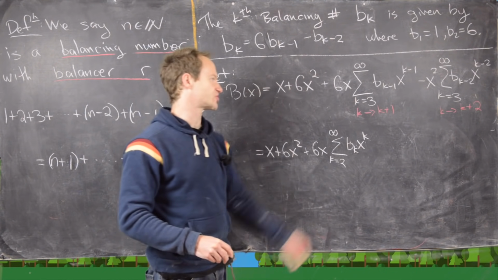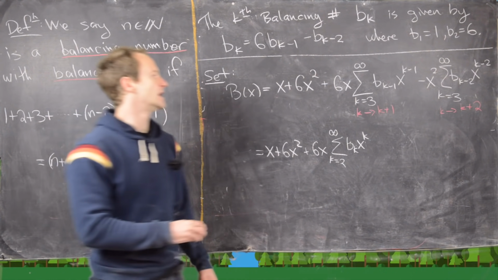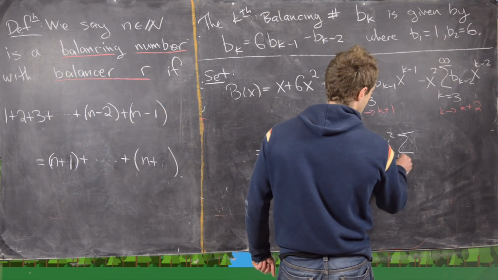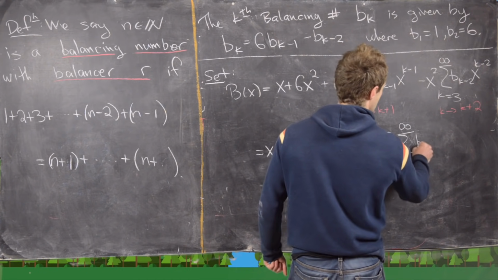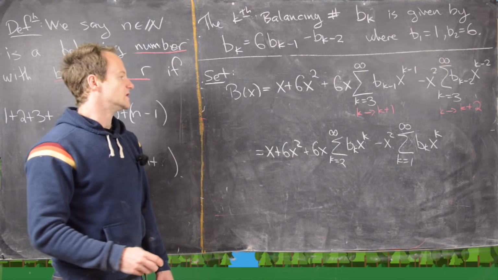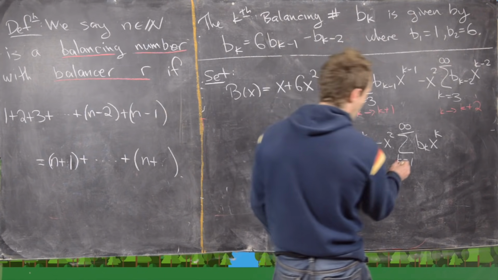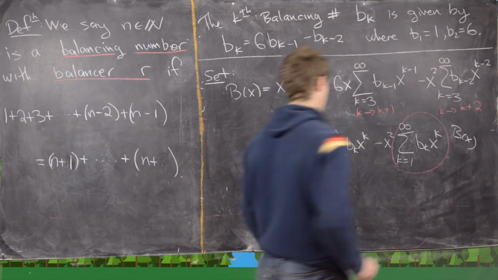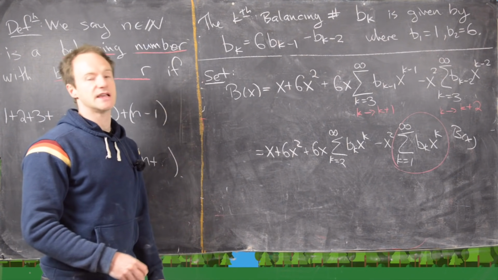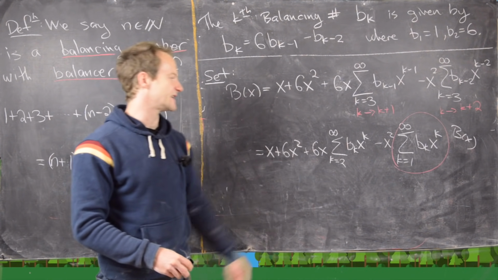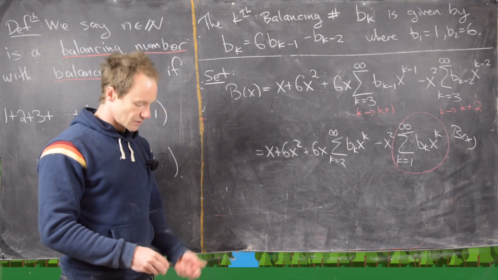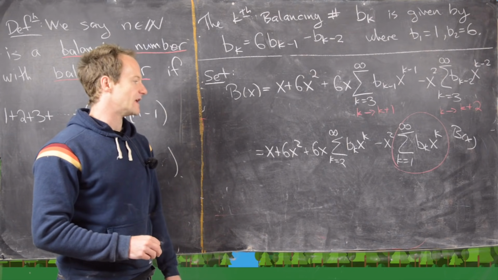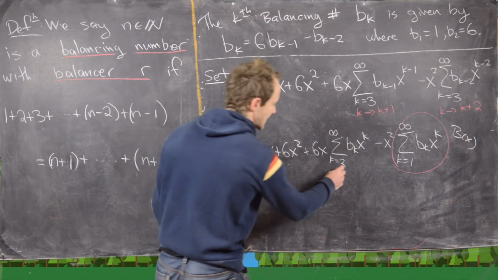So notice we had to change our starting point from 3 to 2. And now we have minus x squared times the sum k equals 1 to infinity of b_k x to the k. So now notice that this guy is already equal to b of x, which was our generating function. But this guy is missing one term. So notice it's missing the very, very first term. So we can go ahead and add that very first term in and then subtract it out. So that's what we'll do.